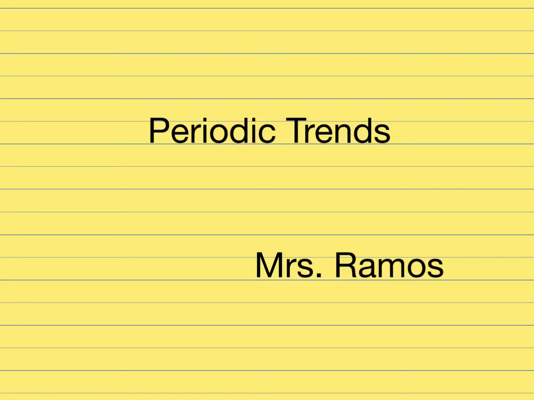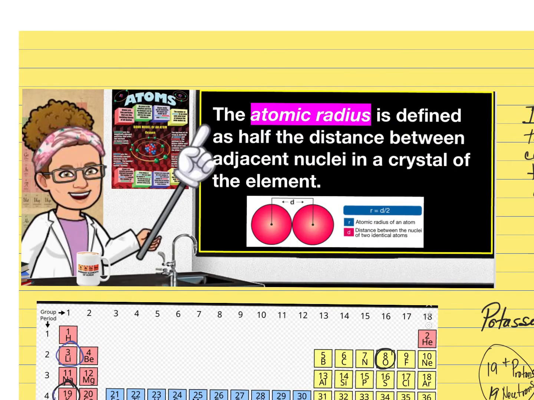I'm just creating this video because let's say that you don't understand the lesson. Then you can go back to this video and watch it as many times as needed in order to understand how the different trends behave across periods and groups. And it's very important that you understand how these trends behave, because otherwise you're not going to be able to understand anything about bonding. The first trend that we're going to analyze is the atomic radius.